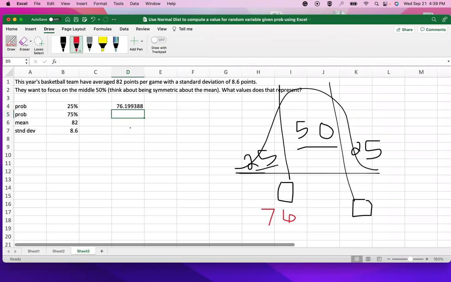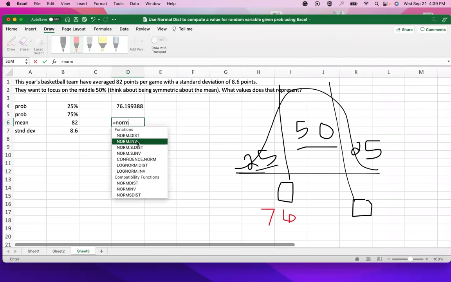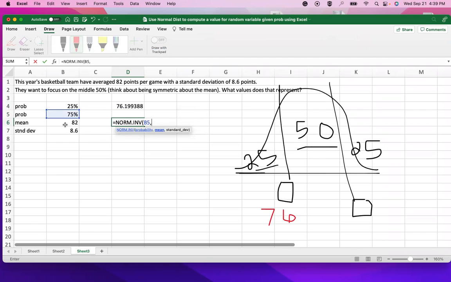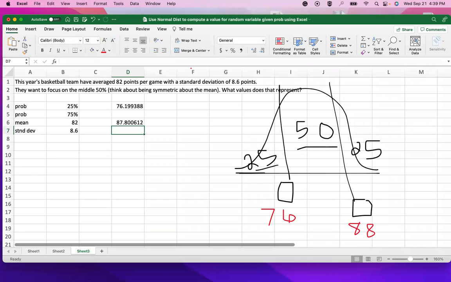So that's the low end of the points that they would be willing to do. And then the high end, normal distribution, 75%, mean, standard deviation. And we're looking at a high end value of 88. So we're saying if they would score somewhere between 76 and 88 points, they're going to be in the middle 50% of their distribution. And that's where they want to be. They know they're not always going to be up to their average, but this is where they're going to be happiest. Hope that makes sense in playing with the normal distribution to compute for a value, not always finding probabilities.